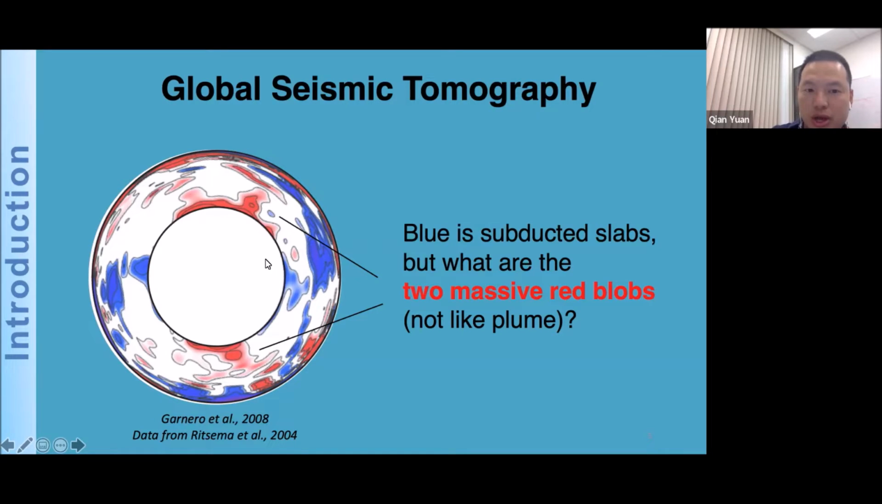But if you look at the large scale of the Earth's whole mantle, you will see there are two huge blobs. That doesn't look like a mantle plume, because we said the red features mean plume-like structures and slow anomalies. But these are not plume-like, they are more like blobs. Their size is comparable to the cold downwellings, or subducted slabs that accumulate above the core mantle boundary. So the question is, what are these two massive red blobs?